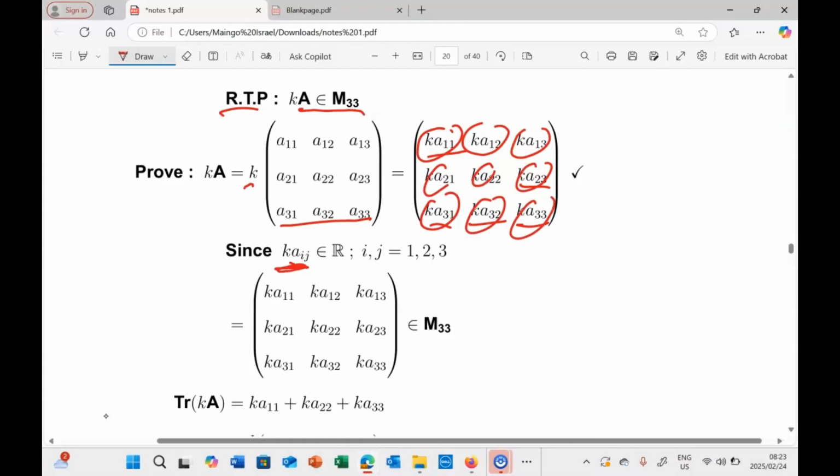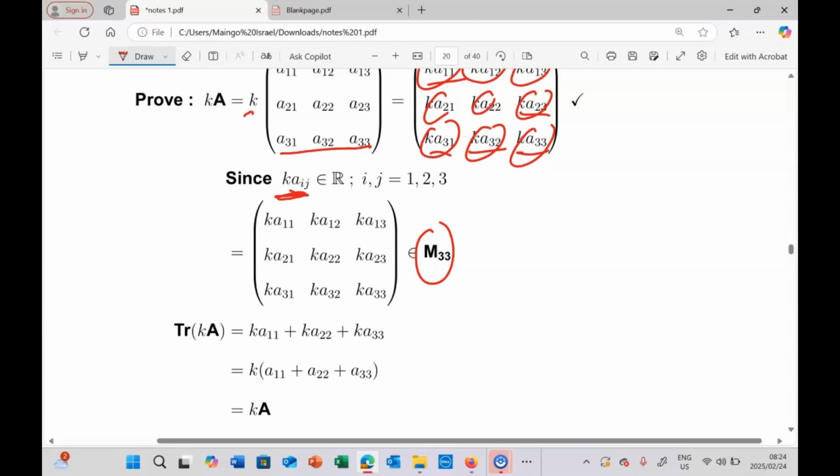So this means that k aij also belongs to the real numbers for i, j equals 1, 2, 3. Since these entries inside belong to the real numbers, the whole thing is a 3 by 3 square matrix. So this belongs to what is called M33.